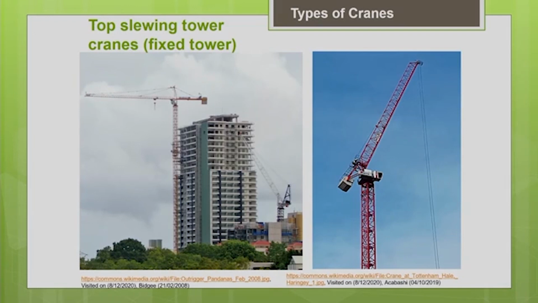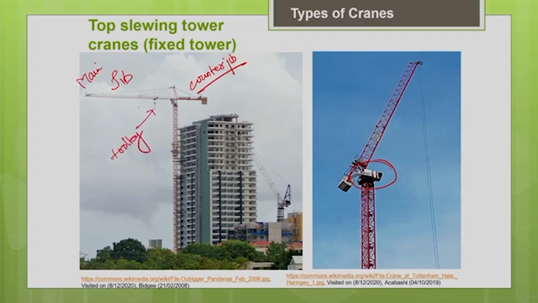In the top slewing tower crane, as you can see in the picture, you have the turntable or the slewing ring at the top. This is your tower. The tower is fixed; it is not going to slew. Only the top portion, your turntable and your jib. This is your main jib and this is your counter jib. The main jib carries the weight. Here you can see the trolley.